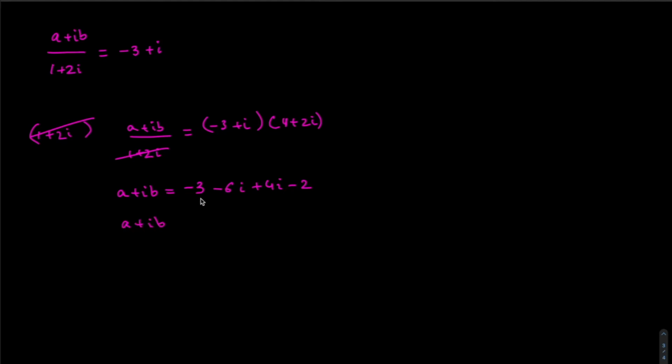So then I'll have a plus ib. Let's take the like terms together. So minus 3 minus 2 are the real parts. I'll have minus 5. And then this will be the imaginary parts, so minus 2i.